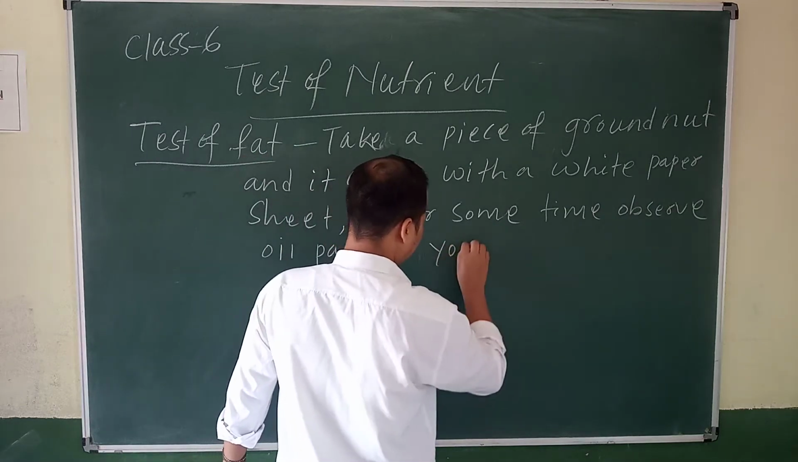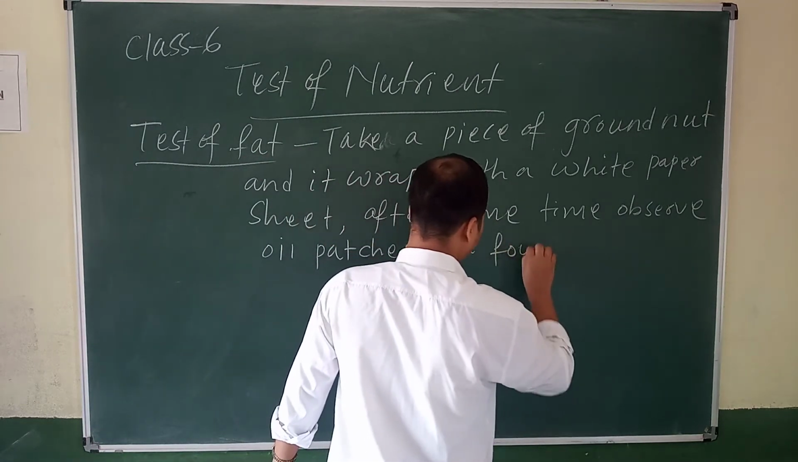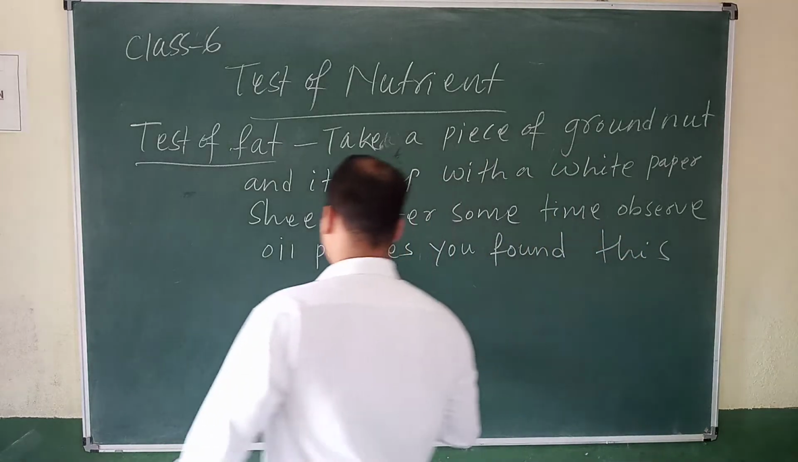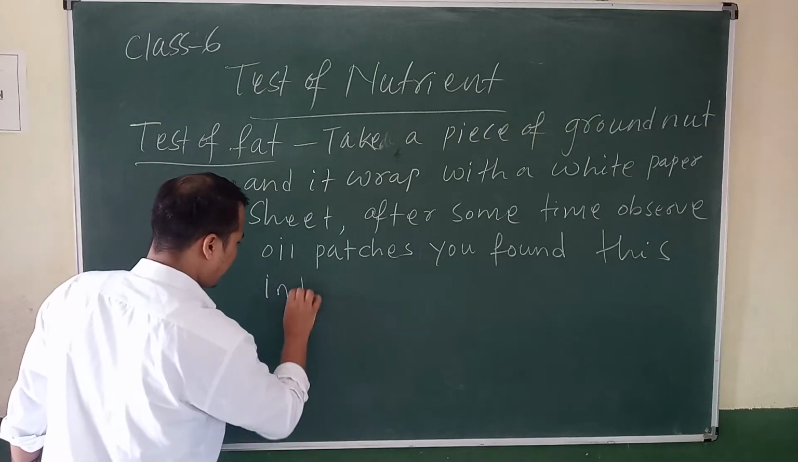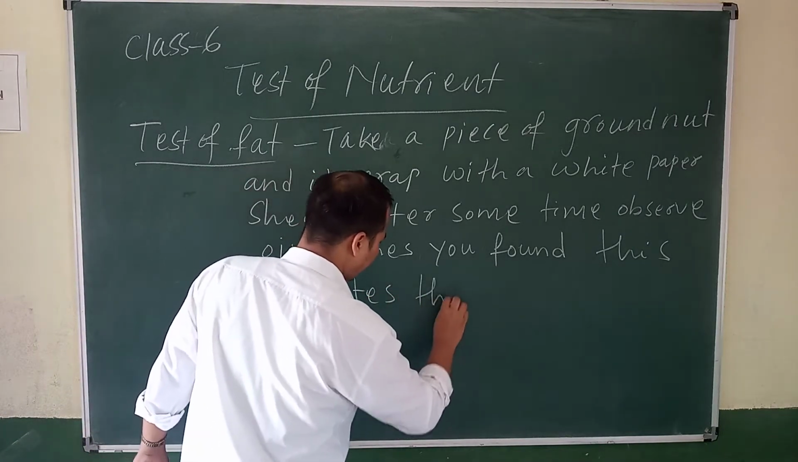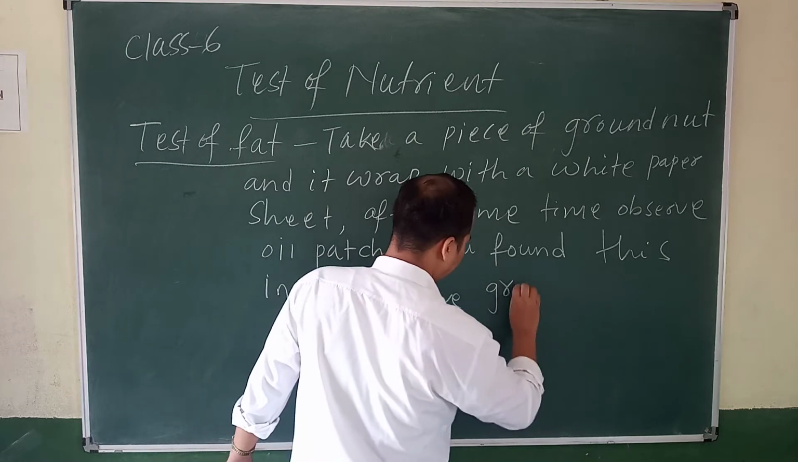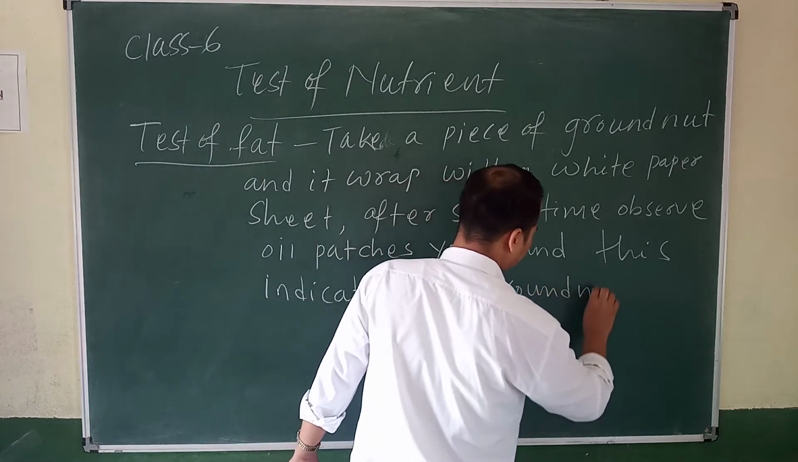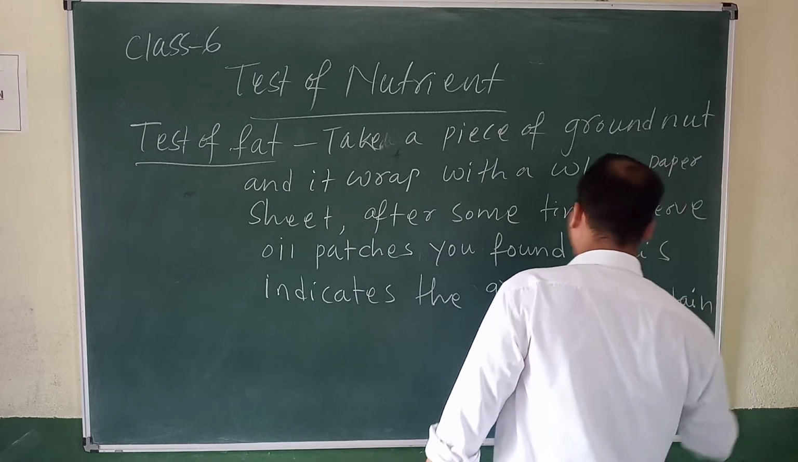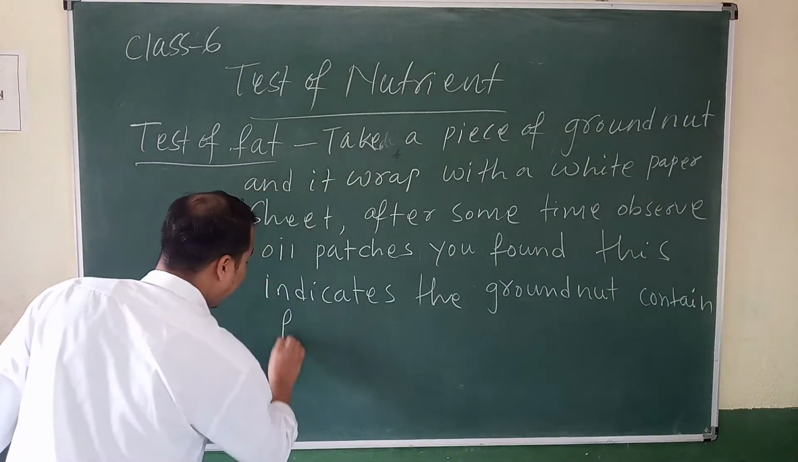You can find this oily. This indicates what? Oil indicates the groundnut. The groundnut contains what? It contains fat.